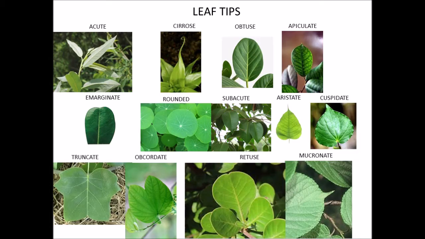Truncate on the bottom left is a tulip tree, Liriodendron tulipifera, which belongs to the magnolia family. It's got basically a flattened or level square tip. Obcordate, once again, the tip is the same as the obcordate shape. Retuse, which is kind of also rounded with a little bit of a dip in it. And then mucronate is just another version of the whole apiculate, aristate, cuspidate group, but much narrower and more extended, but not as far as the aristate leaf.